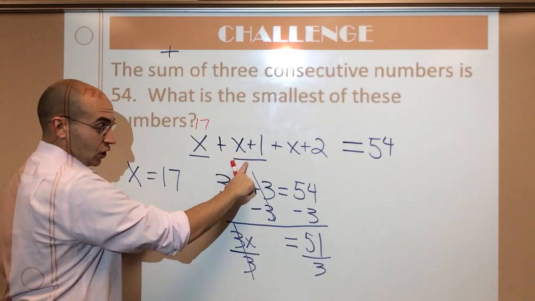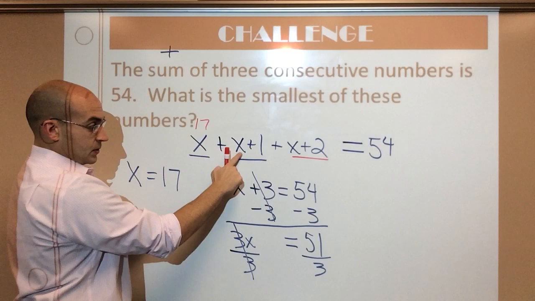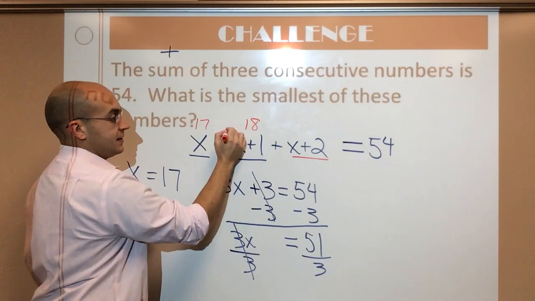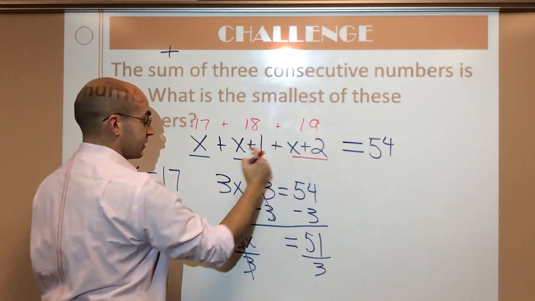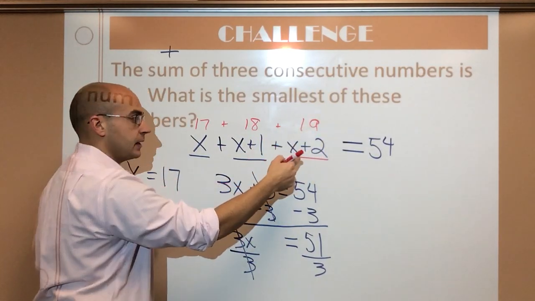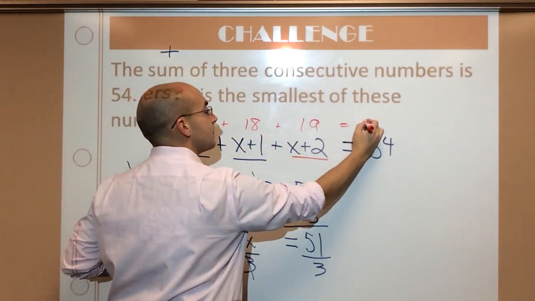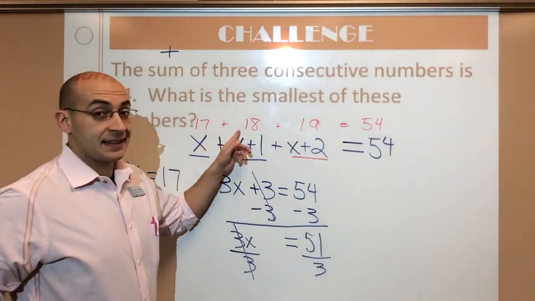Now the second term, which we underlined, whoops, should underline that, we're going to substitute 17 in here, and 1. So 17 plus 1, that's going to be 18. And that third term is going to be 19, because we're going to substitute 17 in here and add 2 to it. Now I want to make sure that 17 plus 18 plus 19 does equal 54. And you can do that in a calculator, do it in your head, that's fine. We're going to find out that that is true.